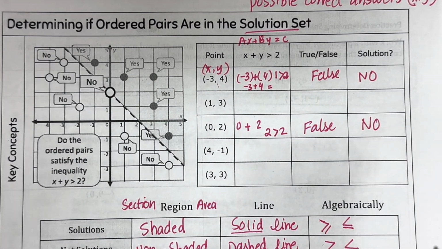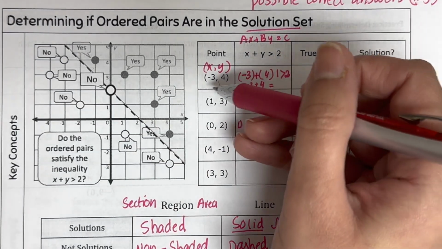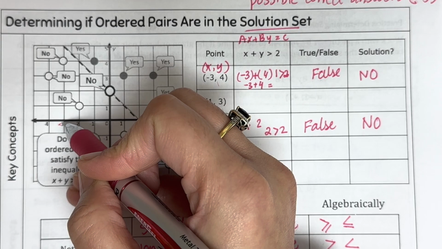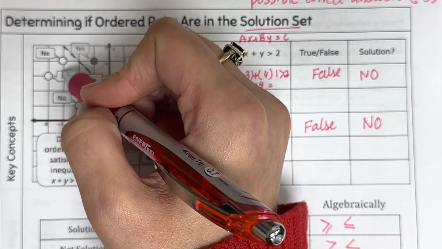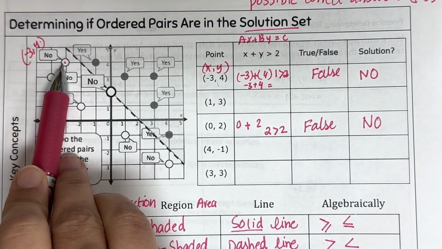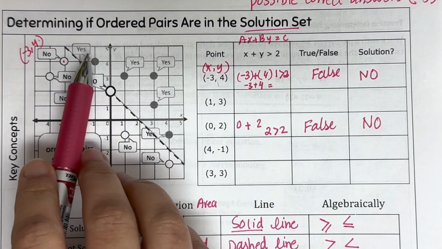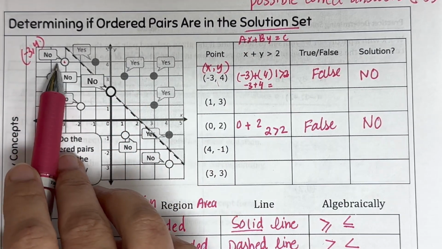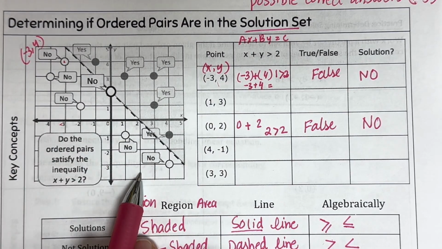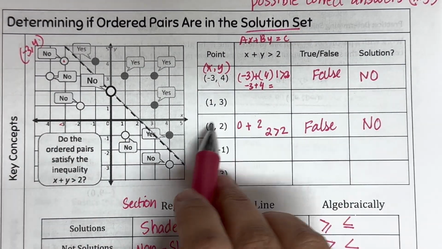And now all I'm going to do is find those ordered pairs, whether they are part of your answer or not. So -3, 4. x is -3 and y is 4. 1, 2, 3, 4. It's here. This is -3, 4. So is -3, 4 part of your answer? No, because this is not in the shaded section, so it's not your answer. So any point which is not in the shaded section is not your solution.